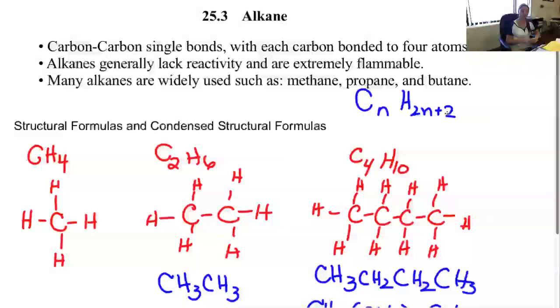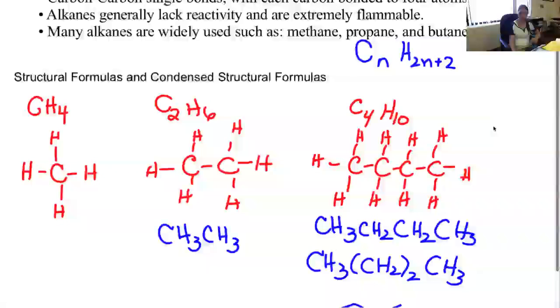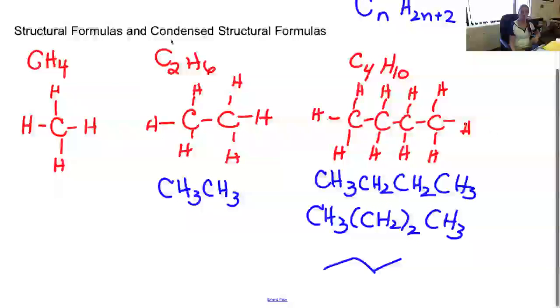And there are different ways to write these particular structures. You need to write these down in your notes here. There are the regular formulas for these with the totals. We have CH4, C2H6, and C4H10. Then you have these structural formulas, which would be with everything drawn out.